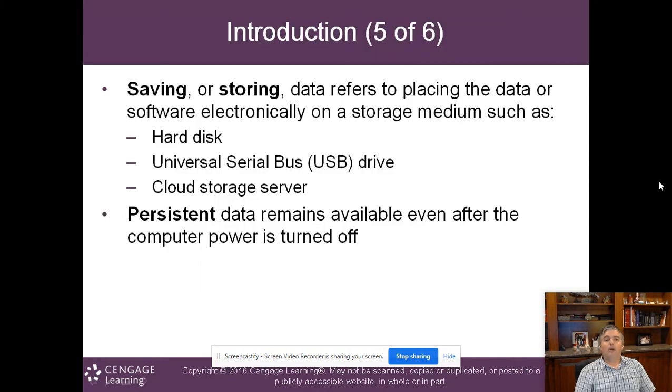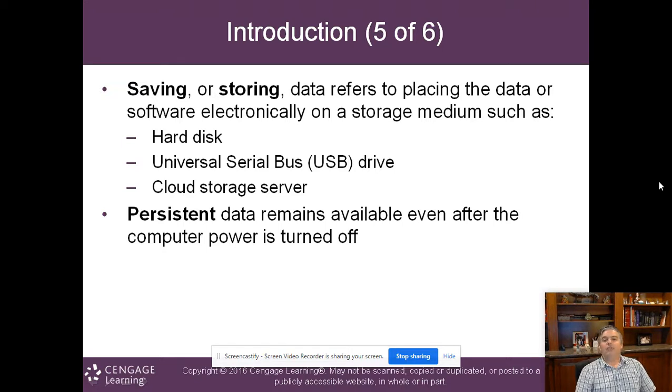Saving and storing data refers to placing the data or software electronically on a storage medium such as a hard disk, a USB drive, or now we're putting a lot of our applications and data in the cloud. So whether that be on Google Drive or Microsoft's cloud, and even our programs now are starting to be compiled and living out in the cloud. If you think about AWS, Amazon Web Services. Think about Amazon, they make a lot of money. They make more money with their Amazon Web Services, people hosting their applications on Amazon, than they do selling products. Most people don't know that, which is kind of crazy.